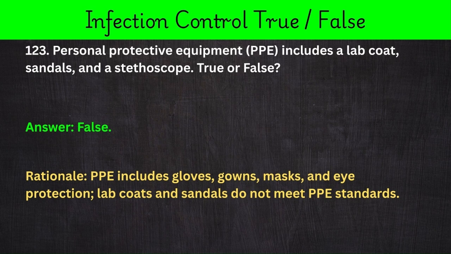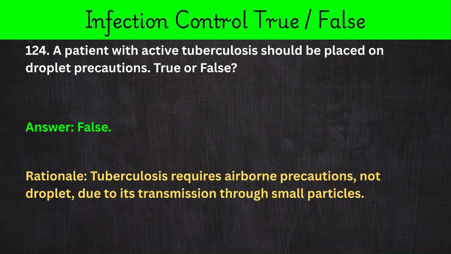True or false? Answer: false. Rationale: PPE includes gloves, gowns, masks, and eye protection. Lab coats and sandals do not meet PPE standards. 124. A patient with active tuberculosis should be placed on droplet precautions.